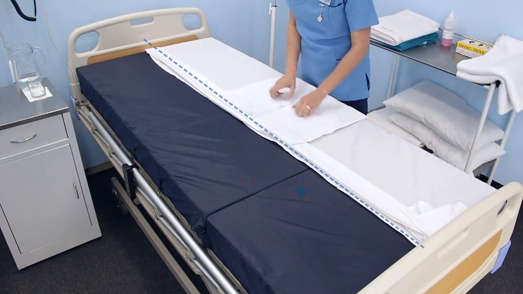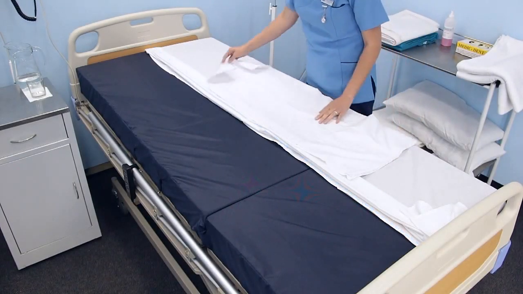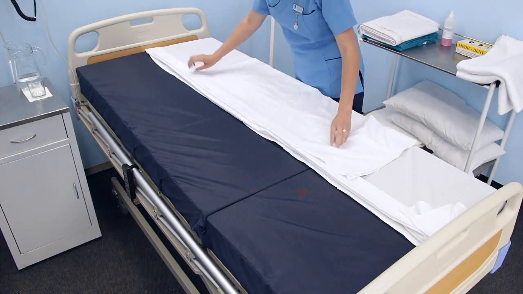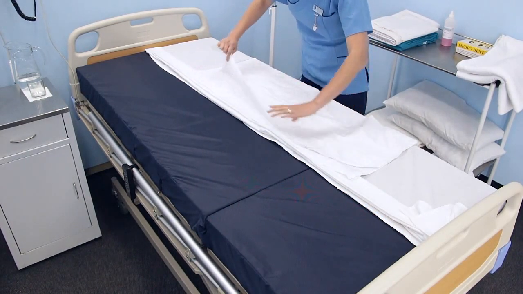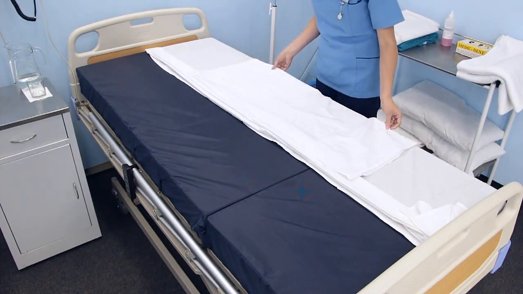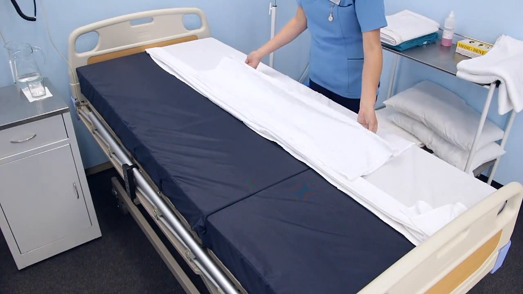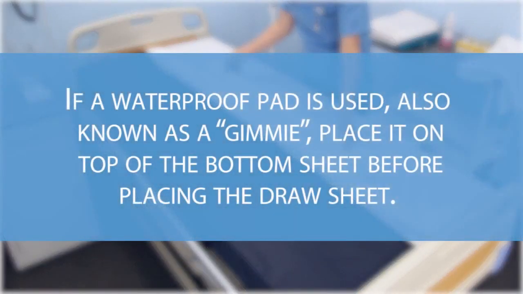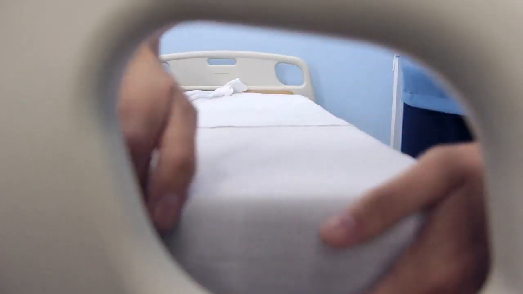If used, place a drawer sheet with its center fold in the center of the bed on top of the bottom sheet. Open the drawer sheet and fan fold to the center of the mattress. If a waterproof pad is used, also known as a gimme, place it on top of the bottom sheet before placing the drawer sheet. Place a bottom sheet over the corners at the head and foot of the mattress and fold the corners of the sheet.